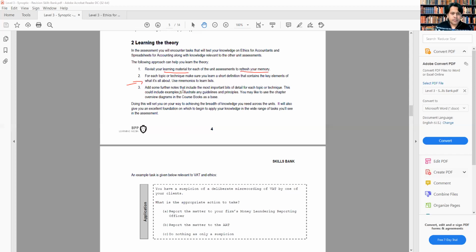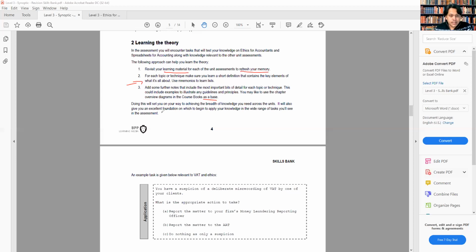Add some further notes that include the most important bits of detail for each topic or technique. This could include examples to illustrate any guideline or principle. You may like to use the chapter overview diagram in the course book as a base. So basically, every time you start writing a question, you start with a heading, with a bullet point. It will give you some extra marks, because if you say partnership current account, partnership appropriation account, partnership capital account, after writing that, you actually explain what it is.